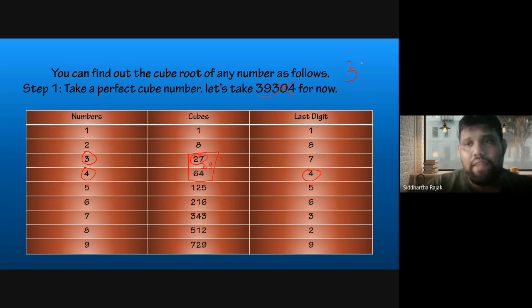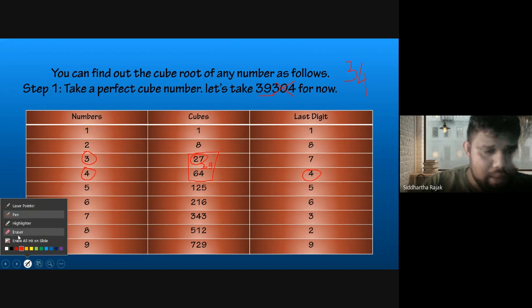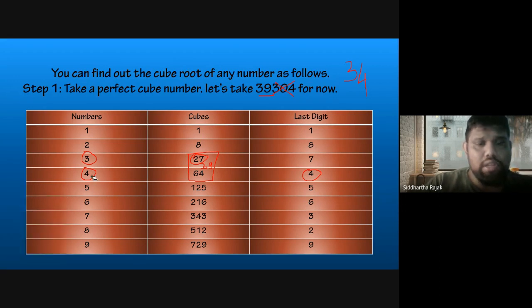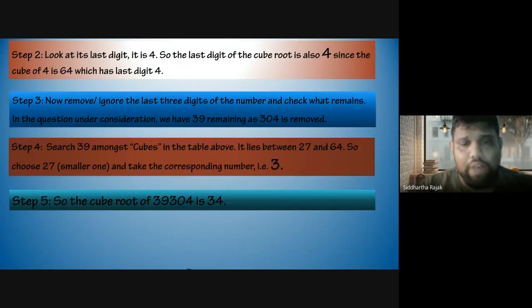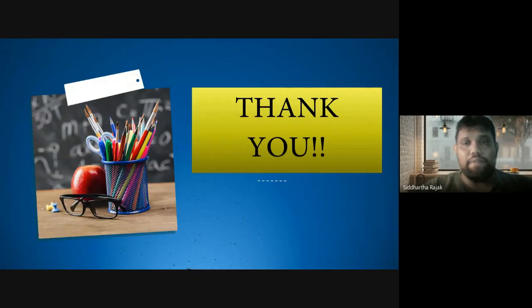So the number is 3, 4, 34, and there cannot be any other number which will contradict this. So this is how you can find out the cube root of any perfect cube number. More than explaining the steps, I just showed you hands-on. So this is the cube root of 39304, which is 34.